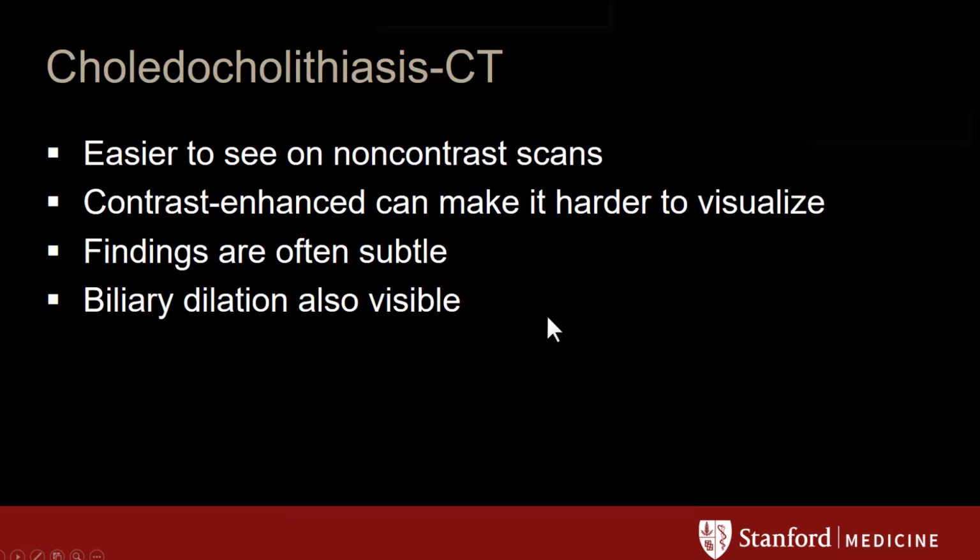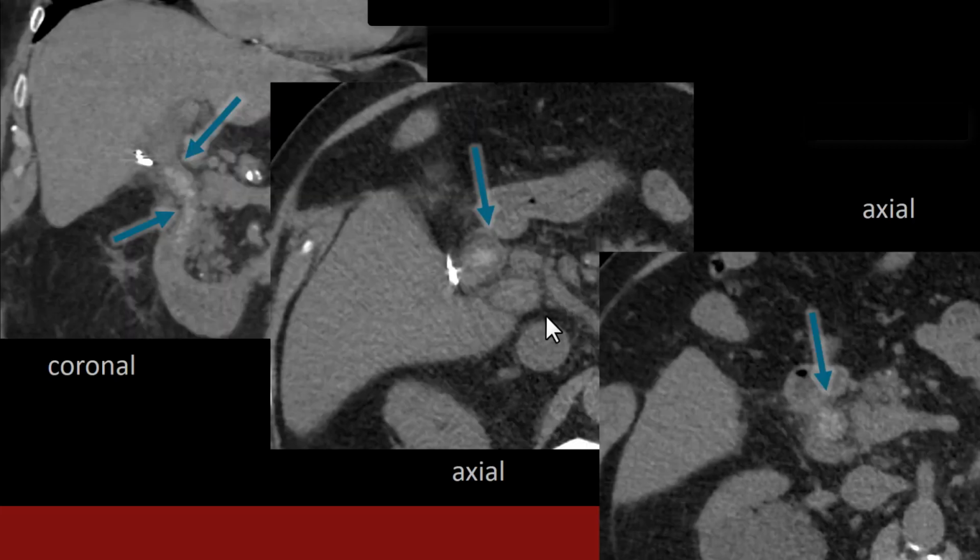So CT, the stones are easier to see on non-con. Contrast makes it harder to see, but it's often subtle. Of course, biliary dilatation is also seen. So here's a non-con scan. This is a 90-year-old man who came in with abdominal pain, sepsis, and a bili of 5. And you can see here on the coronal, all these stones lined up in the bile duct. And then here it is on the axial.